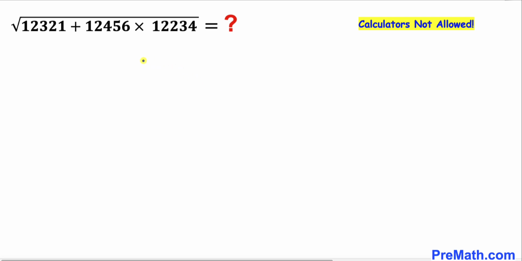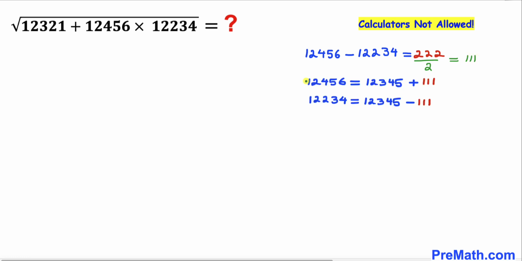Let's go ahead and get started, and here's the very first thing we are going to do. Let's focus on these two numbers, 12,456 and 12,234. Now we can see that their difference is equal to 222, and the half of 222 equals 111.